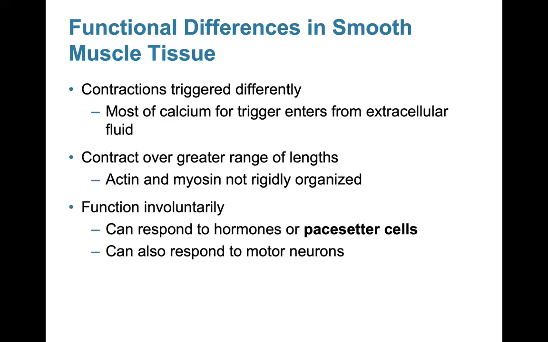Some functional differences in smooth muscle tissue: contractions are triggered differently. Most calcium for trigger events comes from extracellular fluid. That's where it's obtained from. They will contract over a greater range of lengths. Actin and myosin are not rigidly organized, and they function involuntarily. They can respond to hormones or pacesetter cells that we talked about with the cardiac muscle. It can also respond to motor neurons.